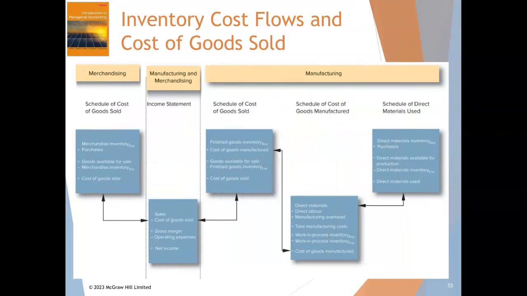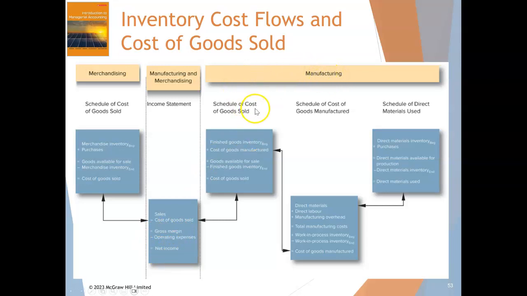Inventory cost flows and cost of goods sold. Merchandising. Schedule of cost of goods sold: beginning merchandise inventory plus purchases equals cost of goods available for sale, minus merchandise ending inventory, equals cost of goods sold. Manufacturing and merchandising on the income statement: sales minus cost of goods sold equals gross margin, minus your operating expenses, equals net income.